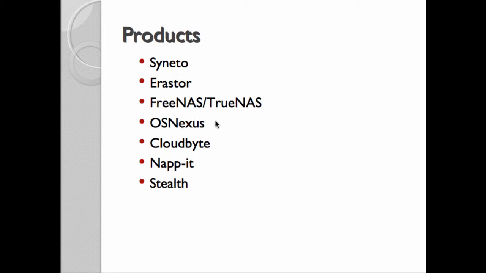OS Nexus actually is a ZFS on Linux distro, and that is just software. It's software only, and you can get that. One of the value adds that they add to that is Gluster. So you have the possibility of a scale out architecture, which is very interesting. I put CloudBite in here. CloudBite is more of a work group kind of solution, but it's also available.